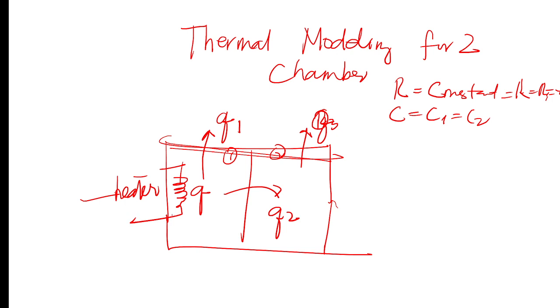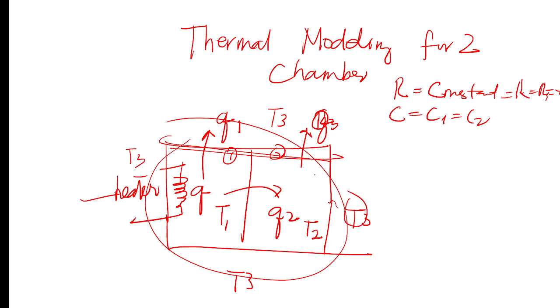Then the temperature at chamber 1 is represented by, let us say, T1. Then the temperature at chamber 2 is T2. And the temperature outside of this room is T3. So how do we model? We can model the thermal resistance. How do we get that?